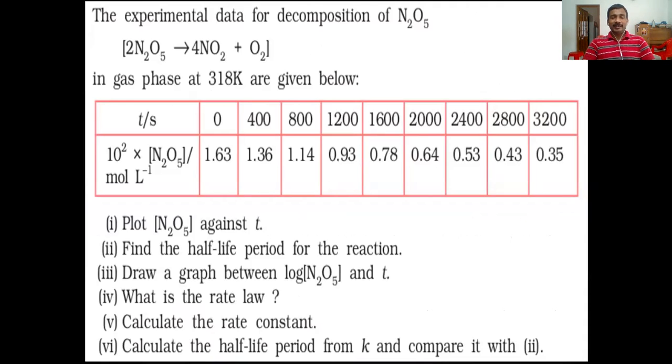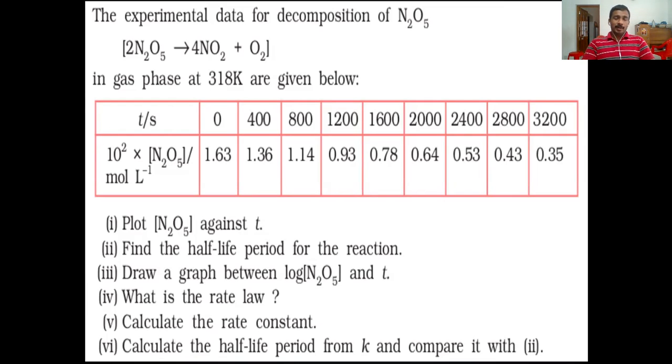Time in seconds is given as 0, 400, 800, 1200, and concentration in 10 raised to minus 2 mole per liter is also given. So at time 0, what is the concentration? 1.63 into 10 raised to minus 2 mole per liter. At 400 seconds, 1.36 into 10 raised to minus 2 mole per liter.